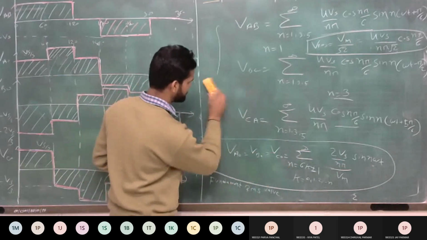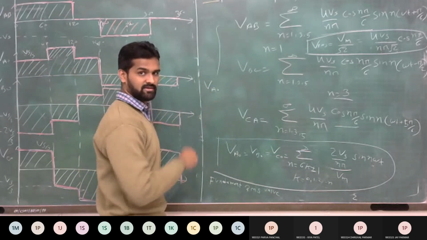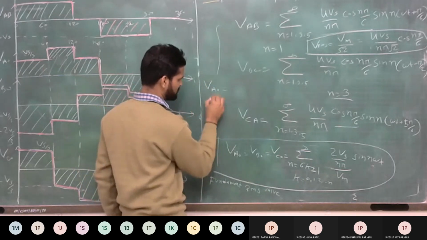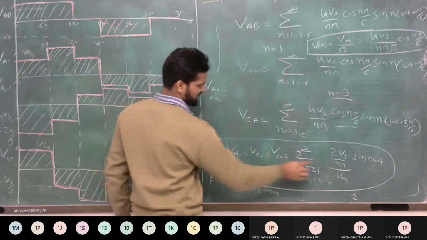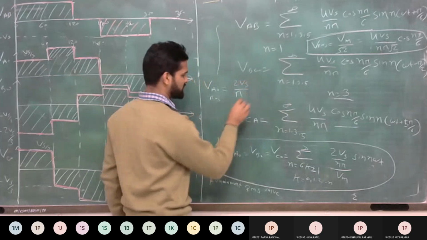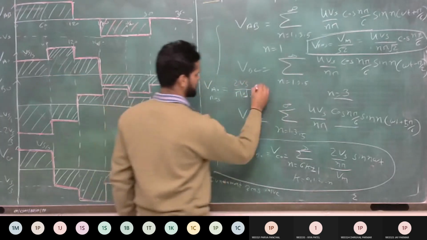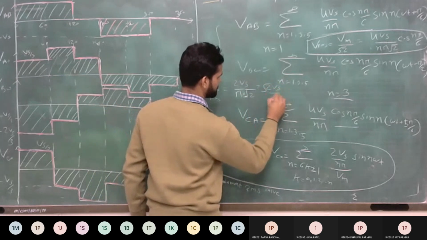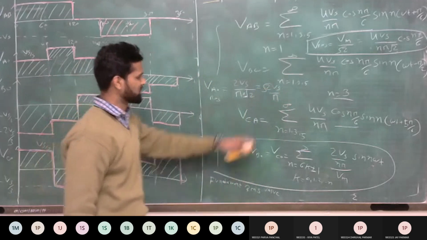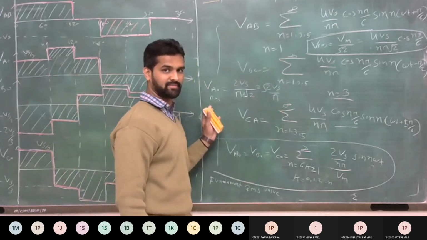We have written here VA0. Suppose this is the phase A. I want to find out the fundamental component RMS value of phase A. So you can see that peak value is 2 Vs by pi. Divide by root 2, so that gives the RMS value. Or you can write root 2 Vs by pi. So if you know the supply voltage Vs, you can find out the fundamental component RMS value.